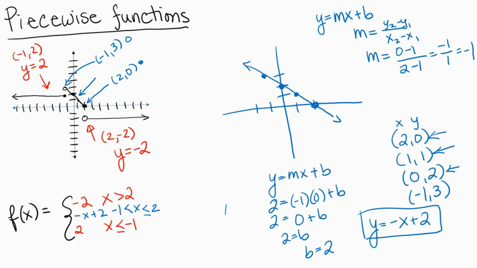So our final answer for this specific one is going to be f of x equals -2 when x is greater than 2, -x plus 2 when x is between -1 and +2 and equal to +2, and f of x is equal to 2 when x is less than or equal to -1. And that is how you are going to solve this problem.